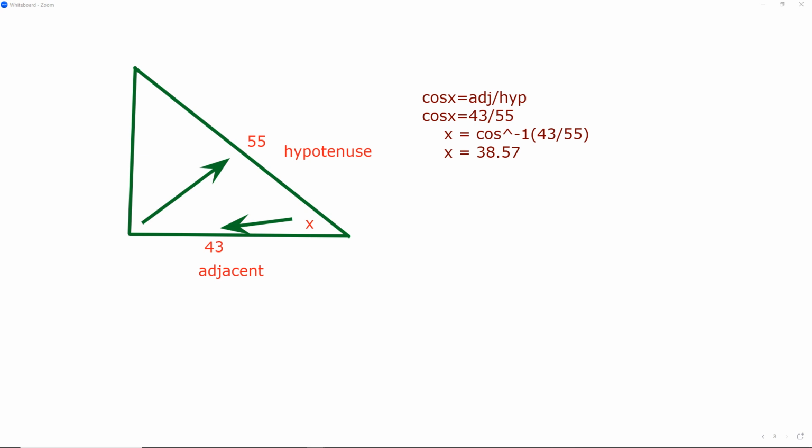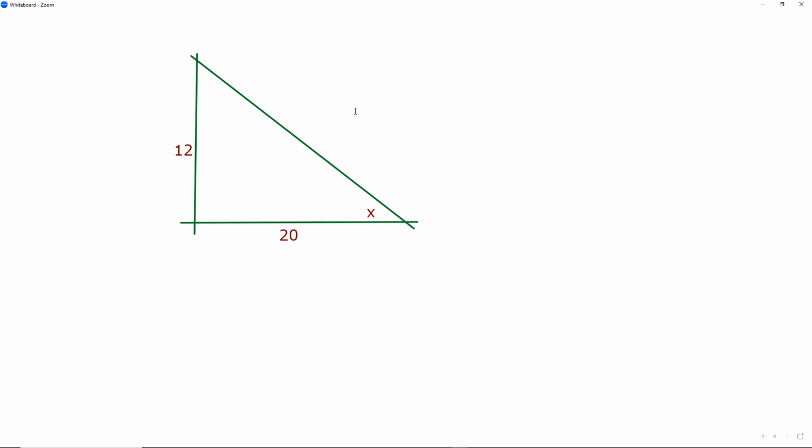All right, the next triangle, we're given two different sides again. So this is going to look like this. And in this triangle, we're again given the same angle x on the side. This side here is 12, and at the bottom over here is 20. Let's label it opposite because it's the opposite side, and this is your adjacent because that's the adjacent side. So we have the opposite and we have the adjacent.